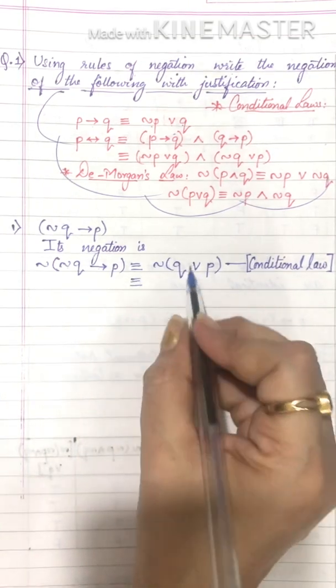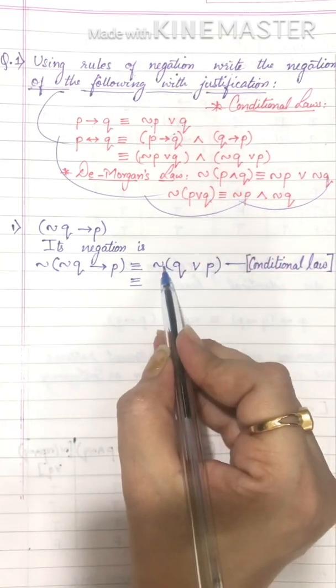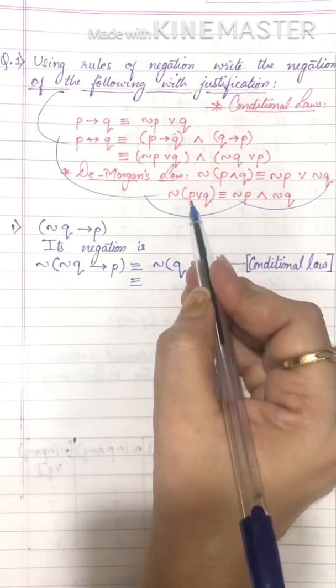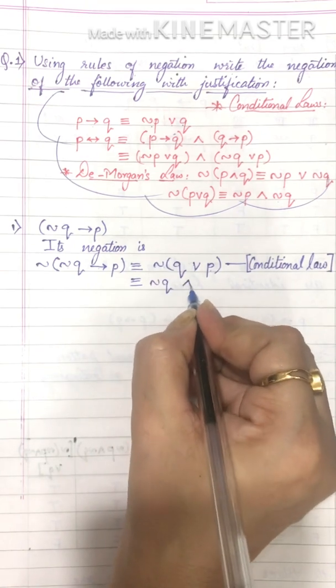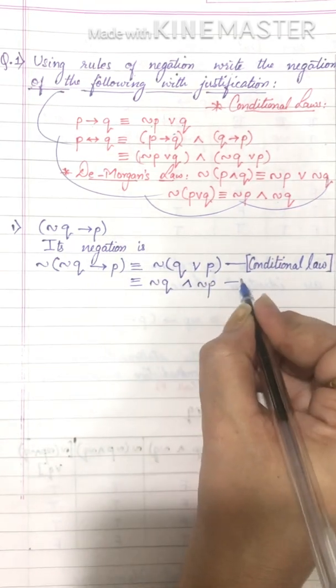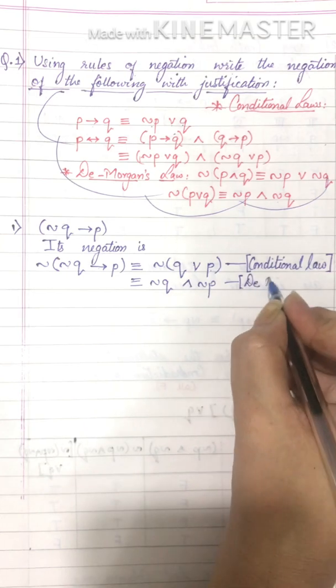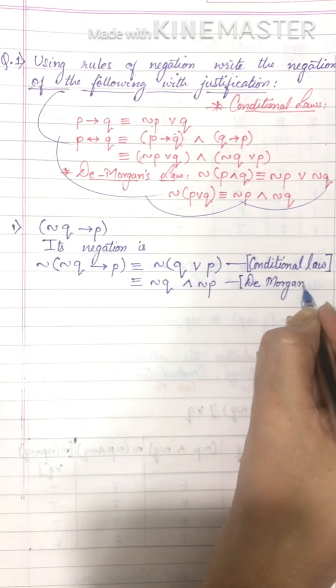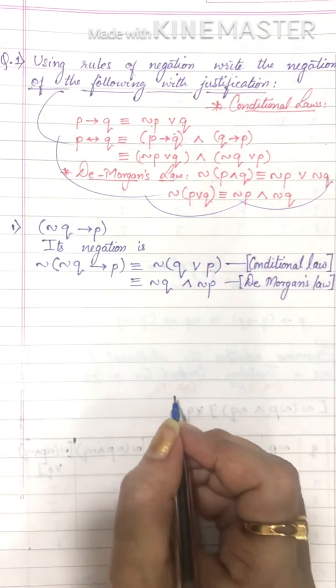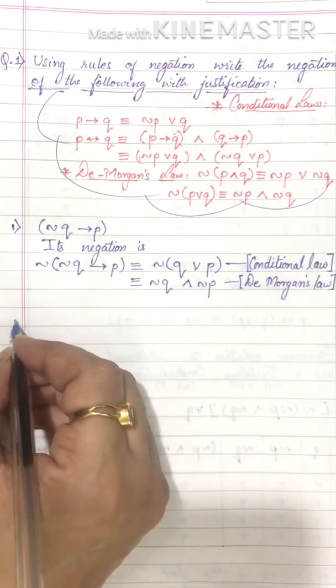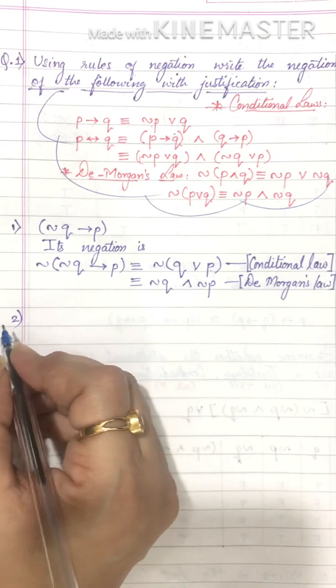Now using De Morgan's law, negation of Q or P, that is this one. Okay, so we will get negation Q and negation P, and I state it as De Morgan's law. We'll write it in the bracket. This shows that in the statement we have used De Morgan's law. This is simplified. Okay, we'll take one more sum in this.